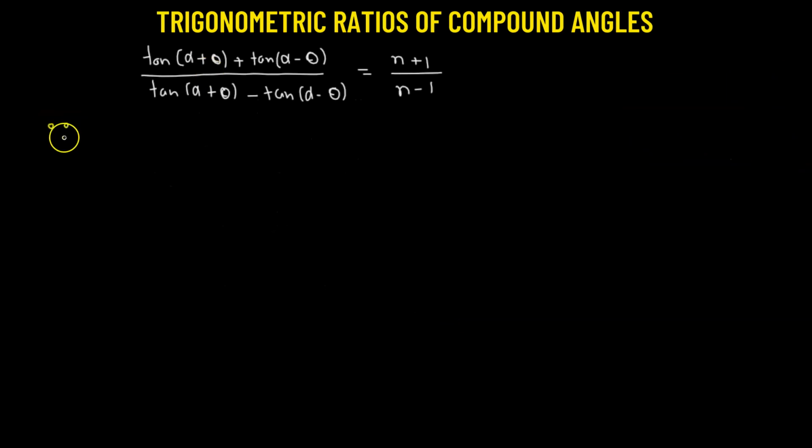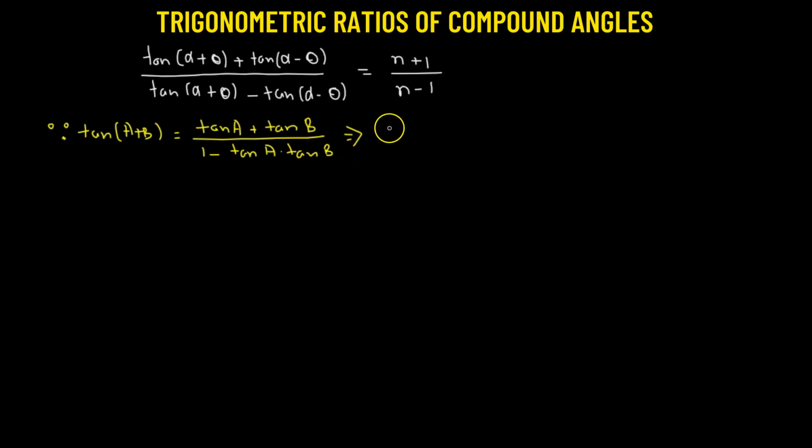We know for a fact that tan(A+B) is given by (tan A + tan B) divided by (1 − tan A tan B). This can also be expressed as a product. So tan A + tan B is equivalent to tan(A+B) multiplied by (1 − tan A tan B).